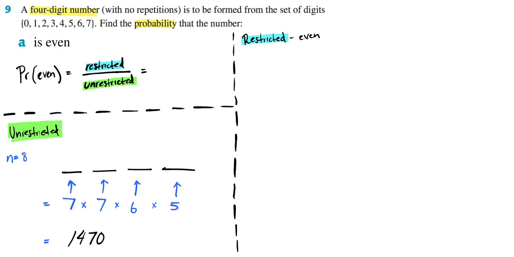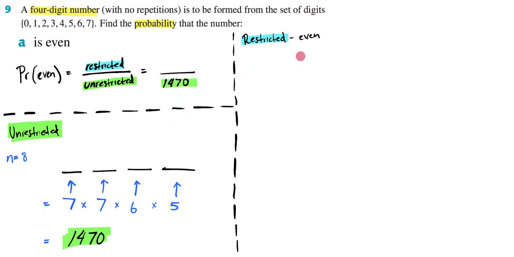1470. So now I'm going to get my green highlighter because that represents my unrestricted one. So 1470 over, now let's make that a green.